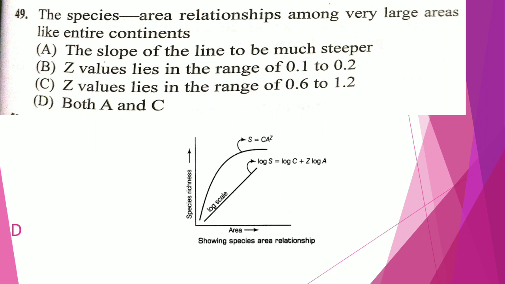Species-area relationship among very large areas like entire continents. The options are: the slope of the line is much steeper; Z value lies in the range of 0.1 to 0.2; Z value lies in the range of 0.6 to 1.2; both A and C. The answer is D, A and C. The slope of the line is much steeper, so the Z value lies in the range between 0.6 to 1.2.